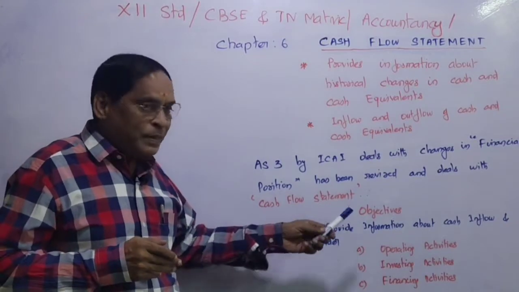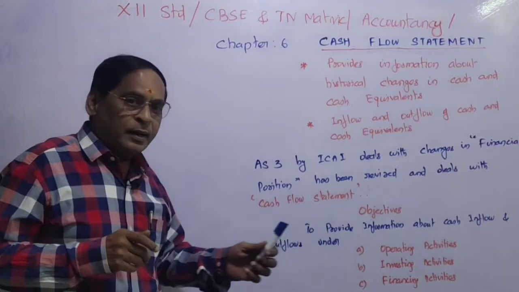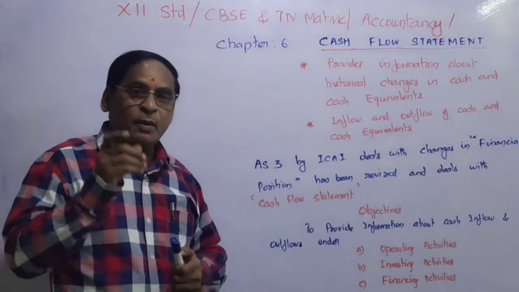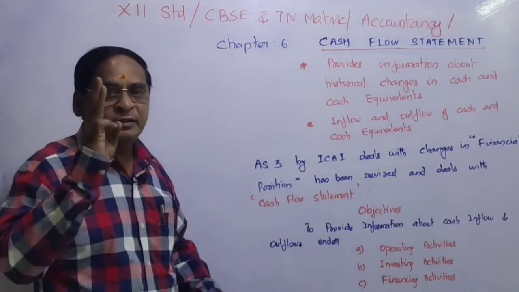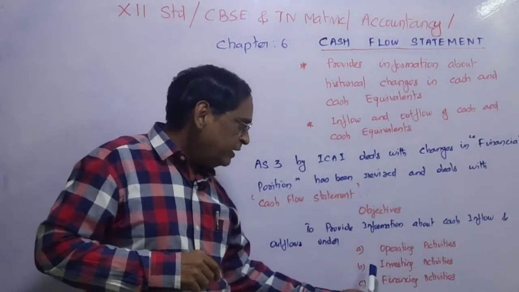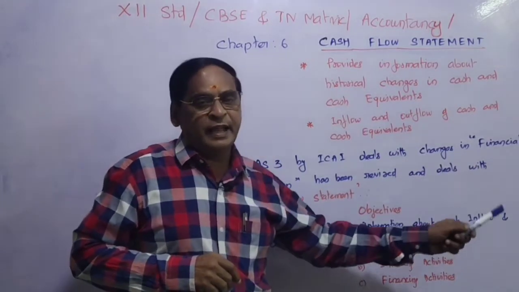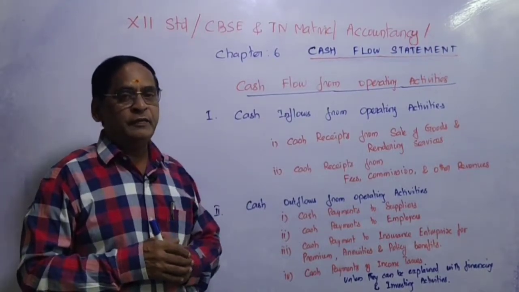The main purpose and objective of the cash flow statement is to collect information about how much cash is coming inside and going outside in respect of three activities. The first is operating activities, then investing activities, and then financing activities. Let's see cash flow from operating activities.